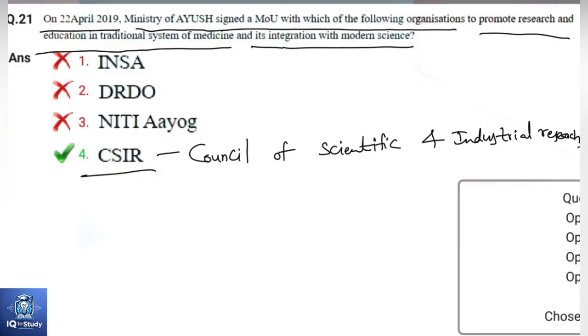AYUSH is an acronym for Ayurveda, Yoga and Naturopathy, Unani, Siddha and Homeopathy.